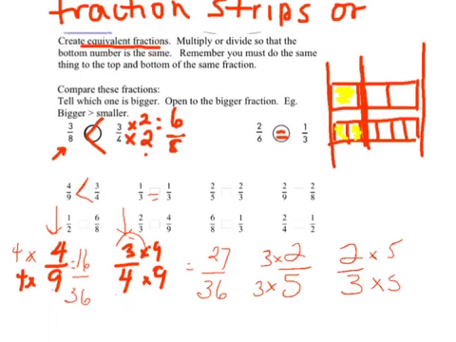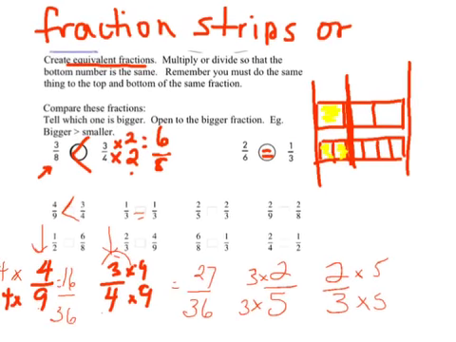I'm going to run out of room a little bit here, so I'm going to move my work up here. 2/5, 3 times 2 is 6, 3 times 5 is 15, 2 times 5 is 10, 3 times 5 is 15. Now they have the same bottom number, they're easier to compare, and I can definitely see that this one is the larger fraction. As well, we could compare, well, they have the same bottom number, but this one is divided into more parts, so this would have to be the smaller fraction.